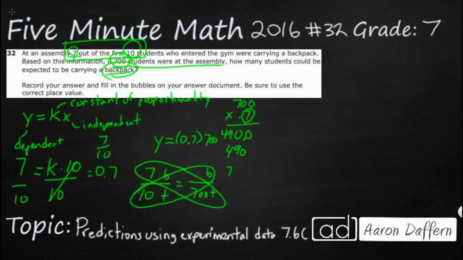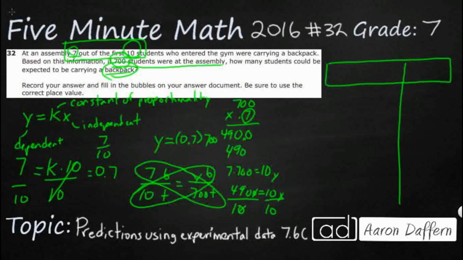We have 7 times 700 equals 10 times our, I'll call that y, since that is our dependent variable. So 7 times 700 is going to be 49 with 2 zeros, because we know how to multiply with multiples of 10, 100, or 1,000. Then we need to divide both sides by 10. And look what happens when we divide both sides by 10. We just drop that 0, don't we? And it becomes 490. So 490 is our answer.